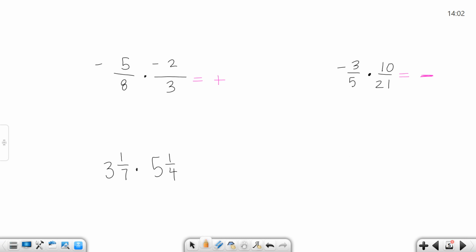If I look at this first one, keep in mind I've already taken care of the signs. If I multiply this part out, I get 10. And if I multiply this part out, I get 24. Now 10 and 24 both contain a factor of 2. So I can divide by 2 here and get 5. And I can divide by 2 here and get 12. And that would be my answer, positive 5/12.